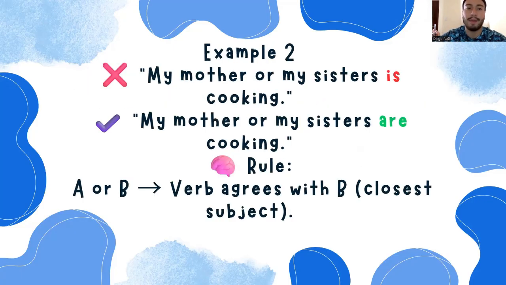The second example: my mother or my sisters is cooking. My mother or my sisters are cooking. So when we use or, the verb must agree with the subject that is closer to it. So here the closest subject to the verb is my sisters, which is plural. So if these rules are not followed, the sentence becomes confusing for the listener.